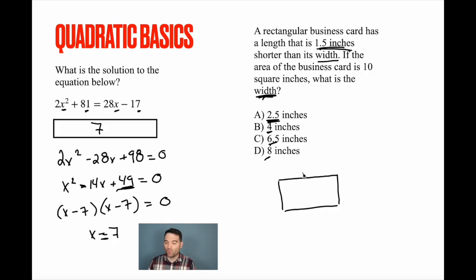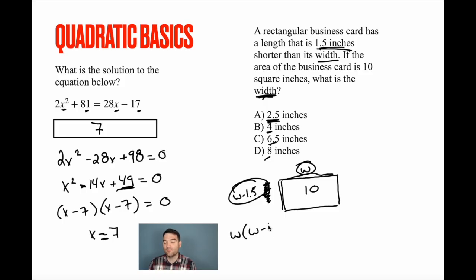The business card has a width and a length, right? And I'm told that the length is 1.5 inches shorter than the width. So let me just rewrite this as the width minus 1.5, right? Got the width and then the width minus 1.5. And I know that the area of the card, that is this times that, has to be 10 square inches. So let me write out that equation.